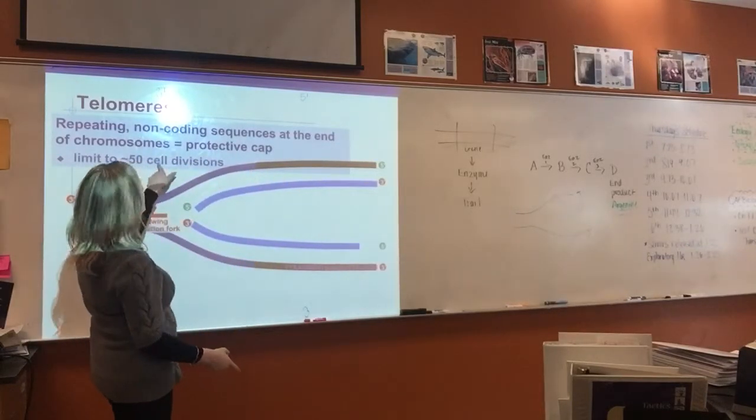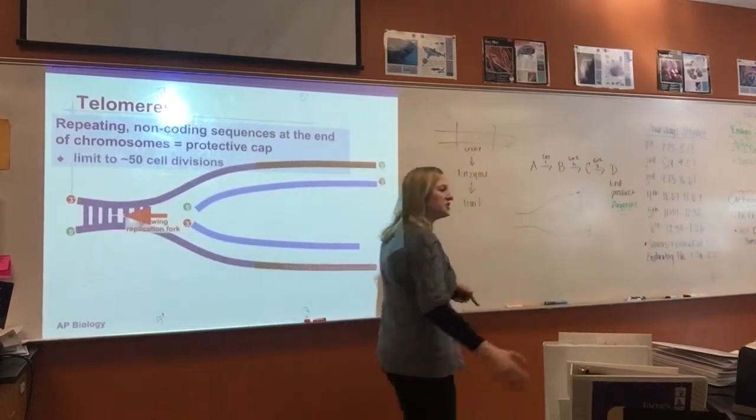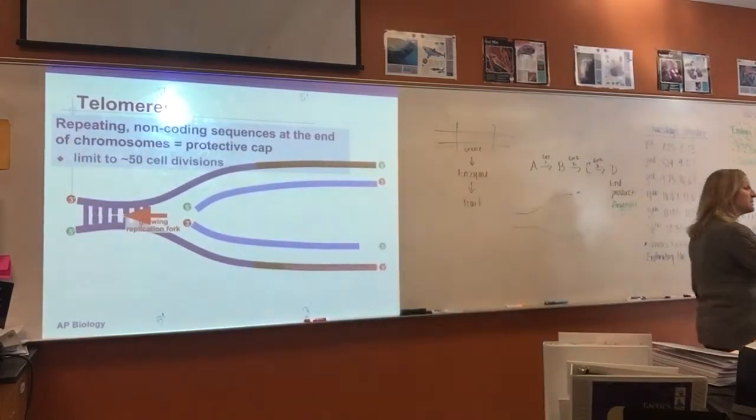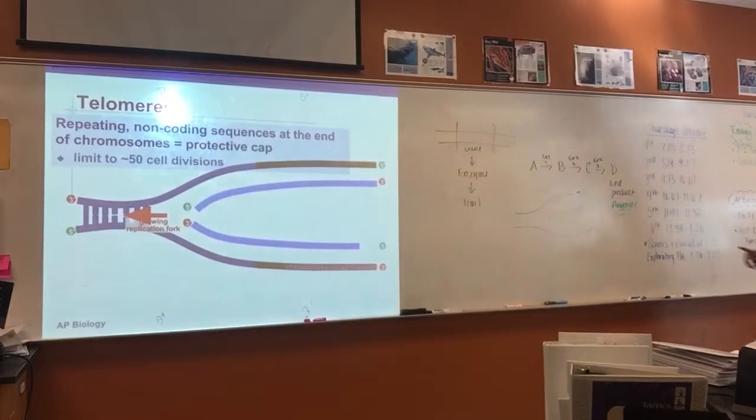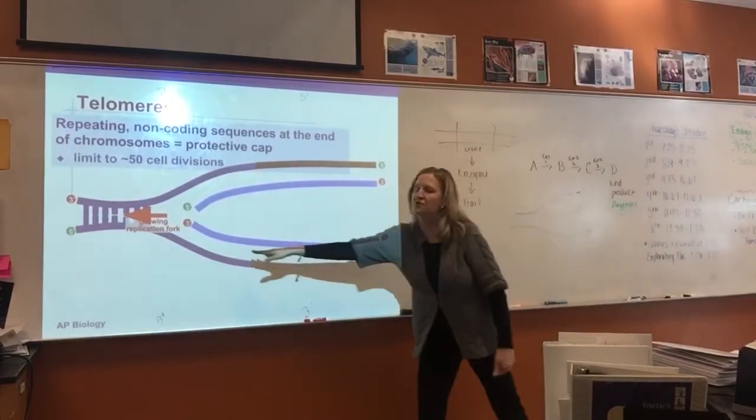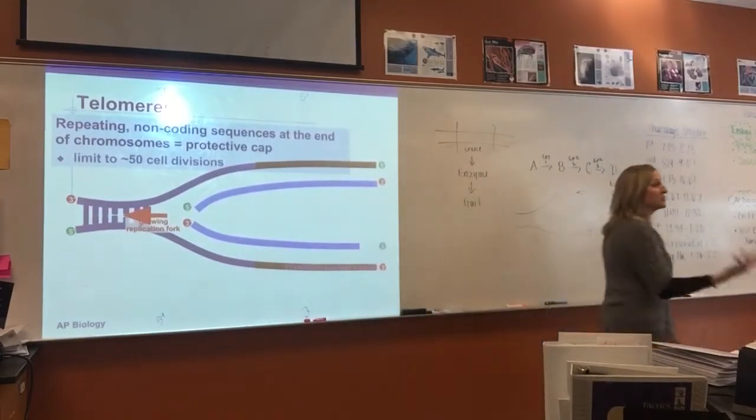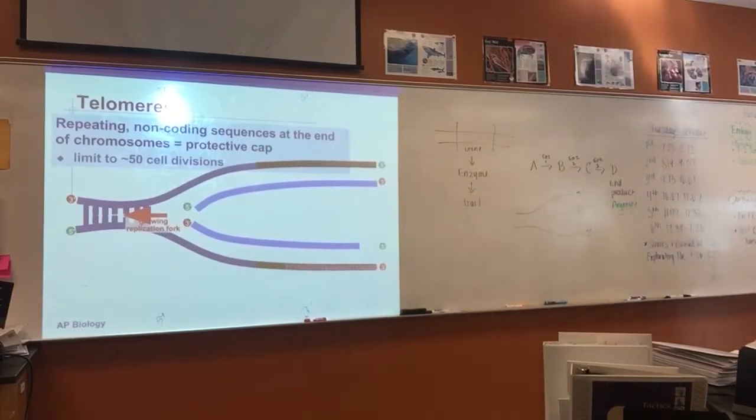But it says about limit to around 50 cell divisions. After 50 cell divisions, it becomes short enough where it starts eating into your DNA and into your genes. And remember I said that that's what helps with the aging process. All right? So we have this only in what kind of cells? Only one type of cell in our germ cells. Those are the cells that make gametes.